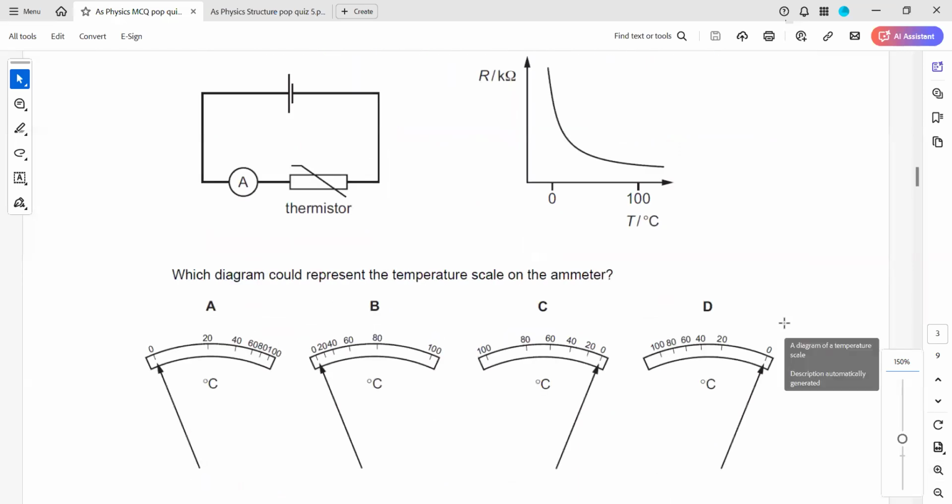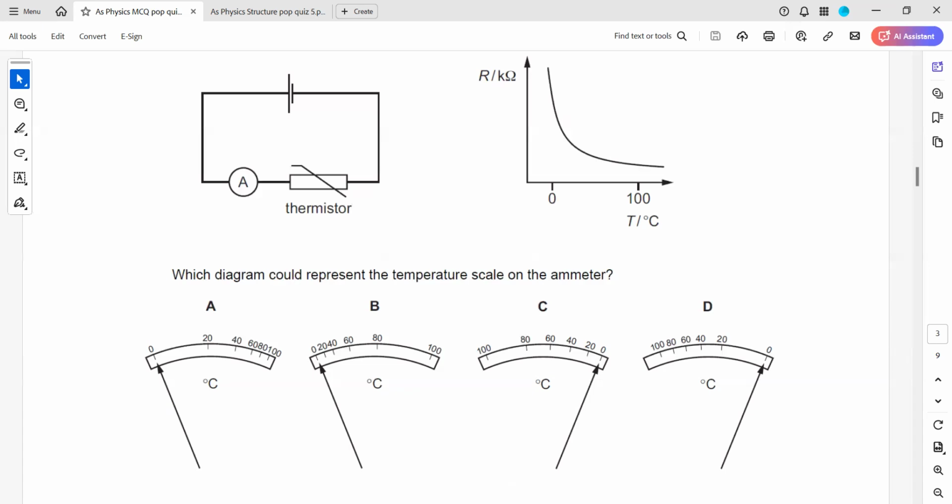First, what is the relation here? It shows that when the temperature is increasing, the resistance is decreasing because a thermistor is a semiconductor. So when we increase the temperature, the resistance of the thermistor will decrease.